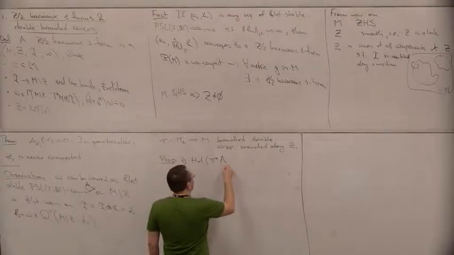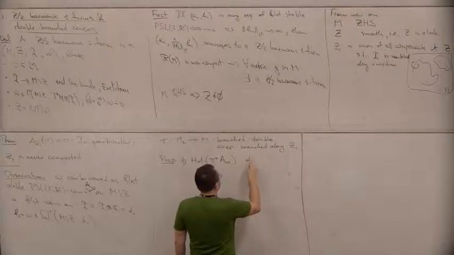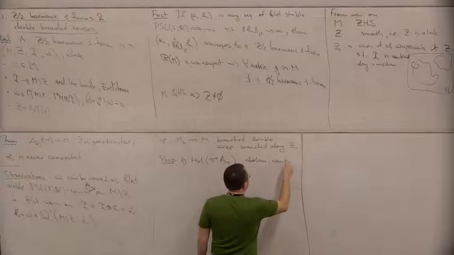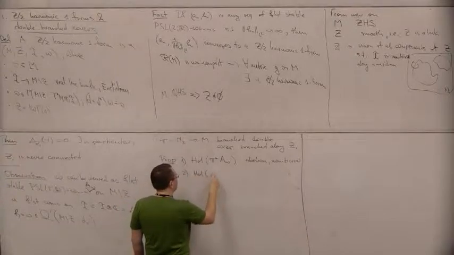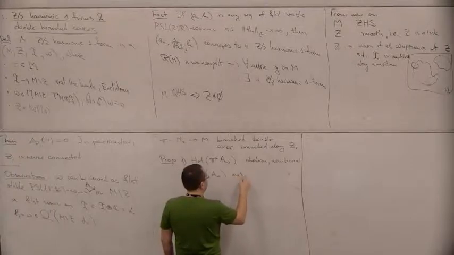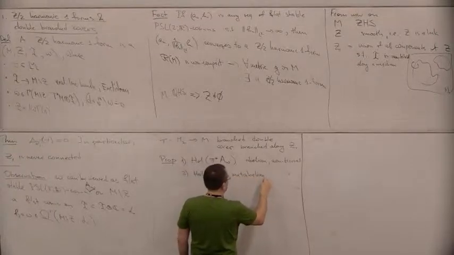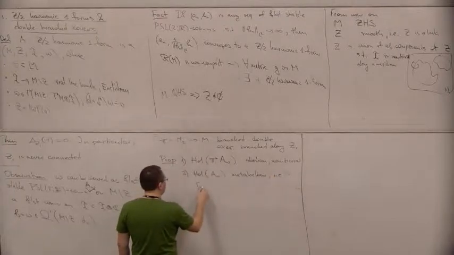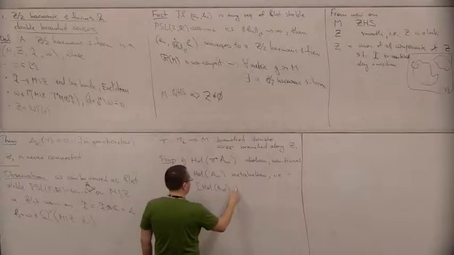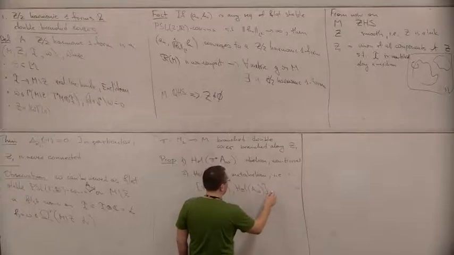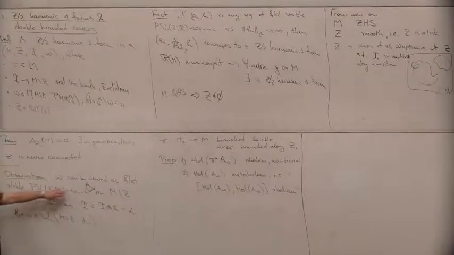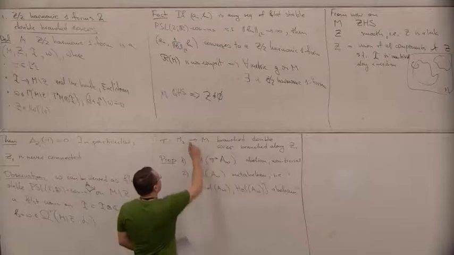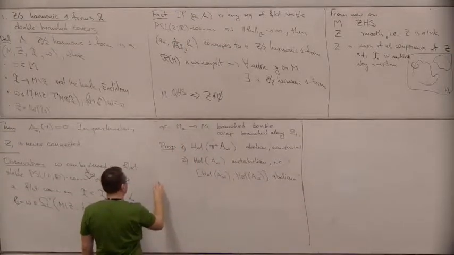The holonomy of pi star A omega is abelian and non-trivial. And the second statement is that the holonomy of A omega itself is metabelian, which means that the commutator subgroup is itself abelian. So in other words, A omega is not really an abelian connection, but not that far away from being abelian. And the proof is not really hard.